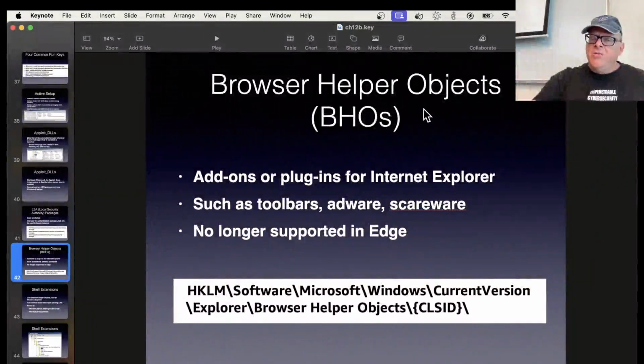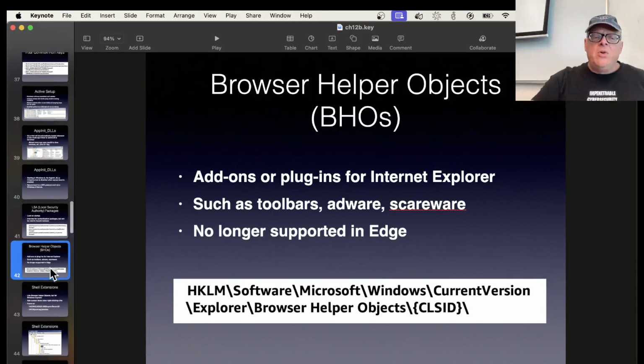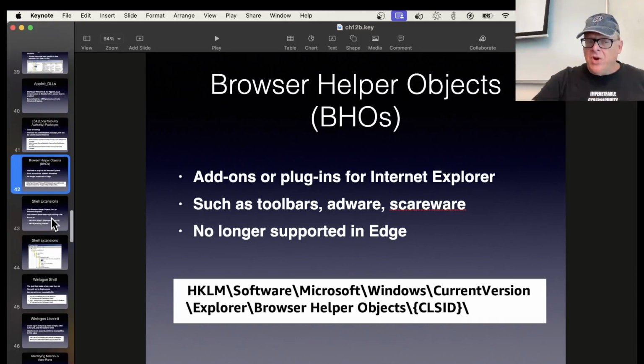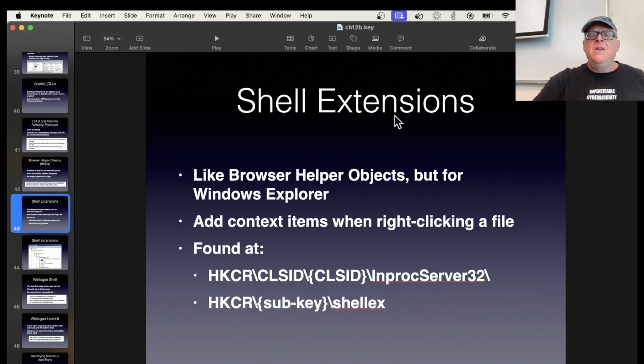Then there are browser helper objects, which were plugins for Internet Explorer, no longer supported in Edge, so I think these are pretty much out of date. Only people running old versions of Windows should still have Internet Explorer. And then there's shell extensions for Windows Explorer. So when you right-click a file, other things will appear. Like, when you install 7-zip, when you right-click, there'll now be some 7-zip options there. So those are stored here as shell extensions.